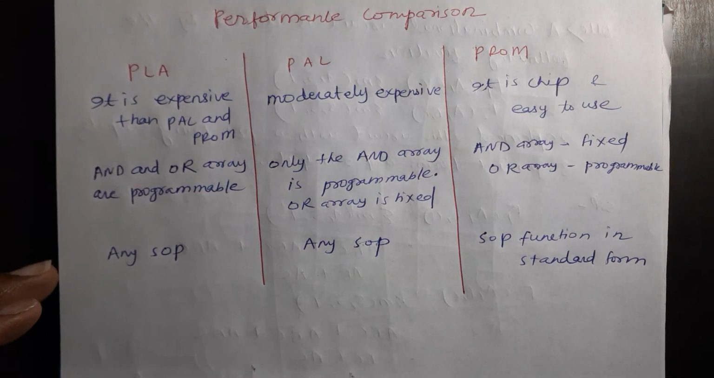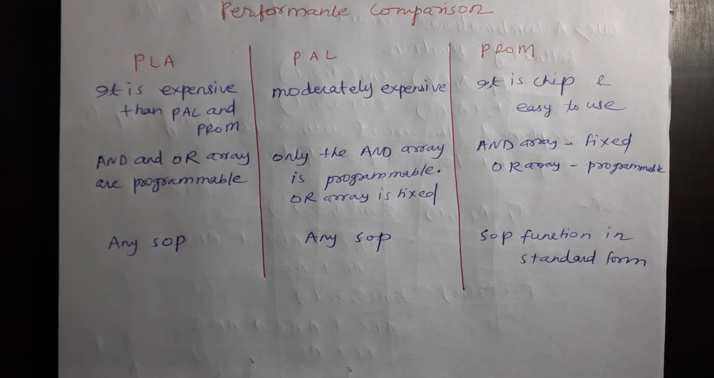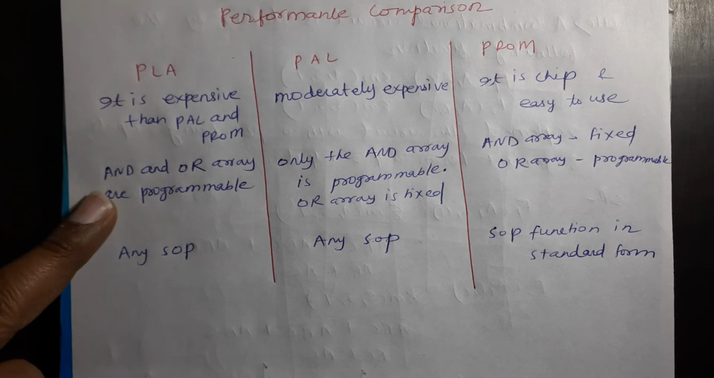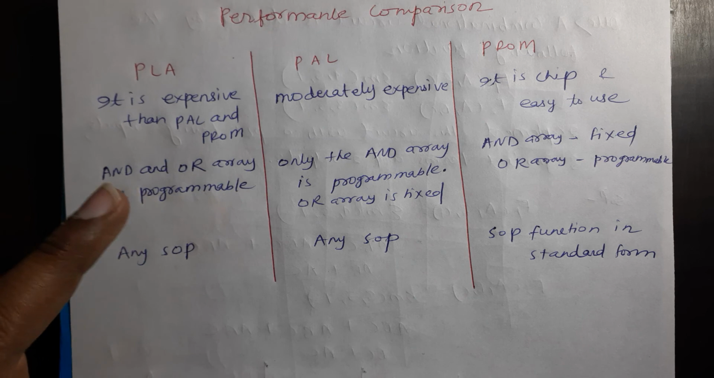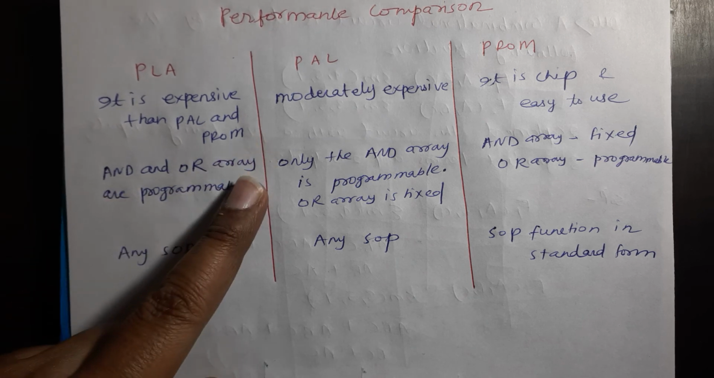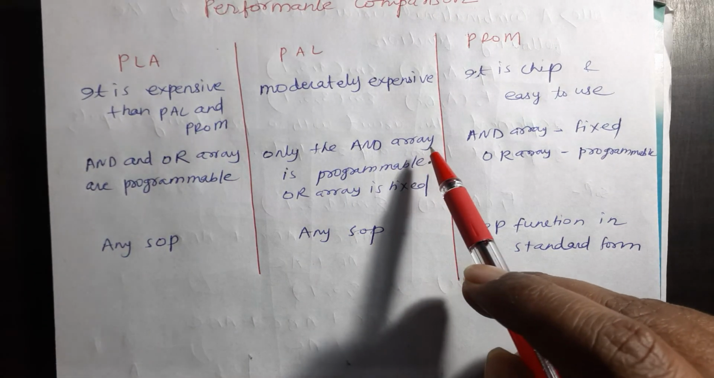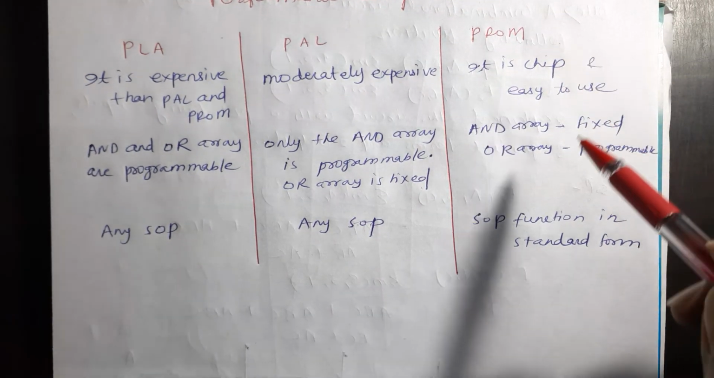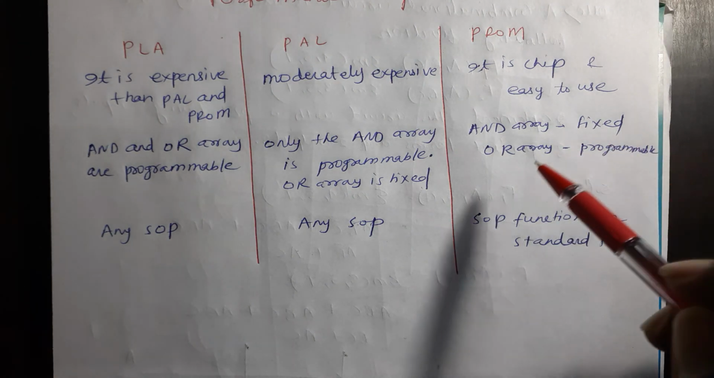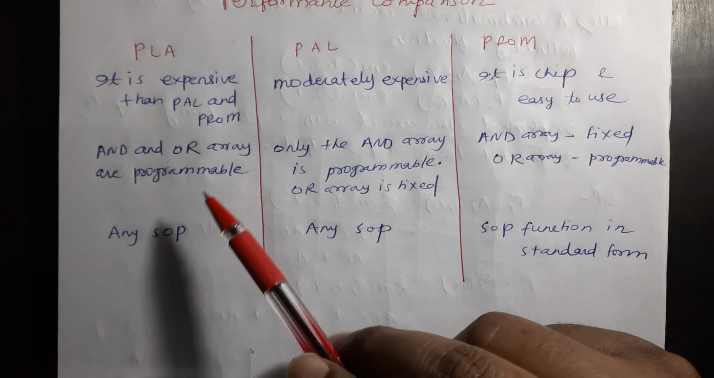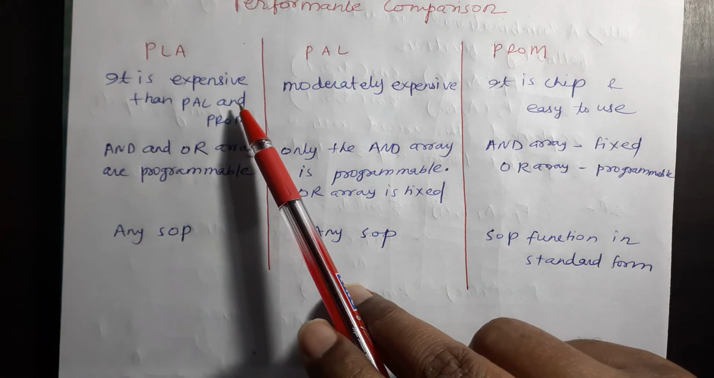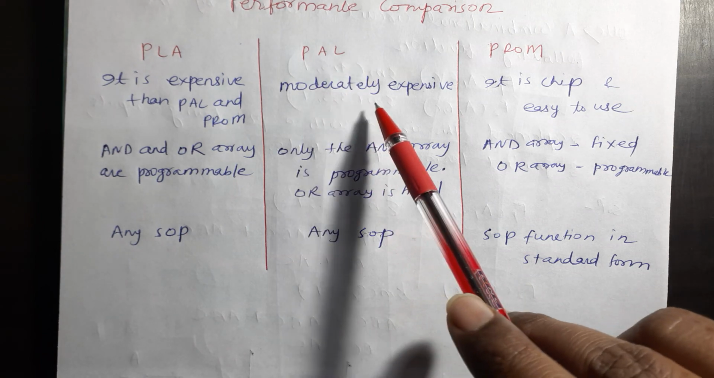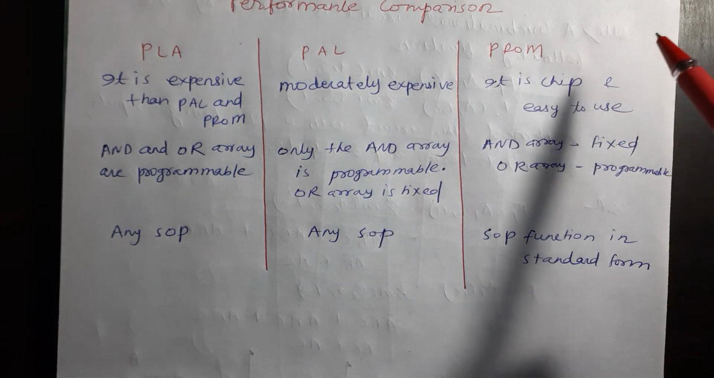Now next is performance comparison. Already I have told you that in PLA the AND matrix and OR matrix are both programmable. Next is PAL. In PAL only the AND array is programmable, the OR array is fixed, and in PROM the AND array is fixed and the OR array is programmable. Next difference is PLA is more expensive than PAL and PROM. PAL is moderately expensive and PROM is cheap and easy to use.